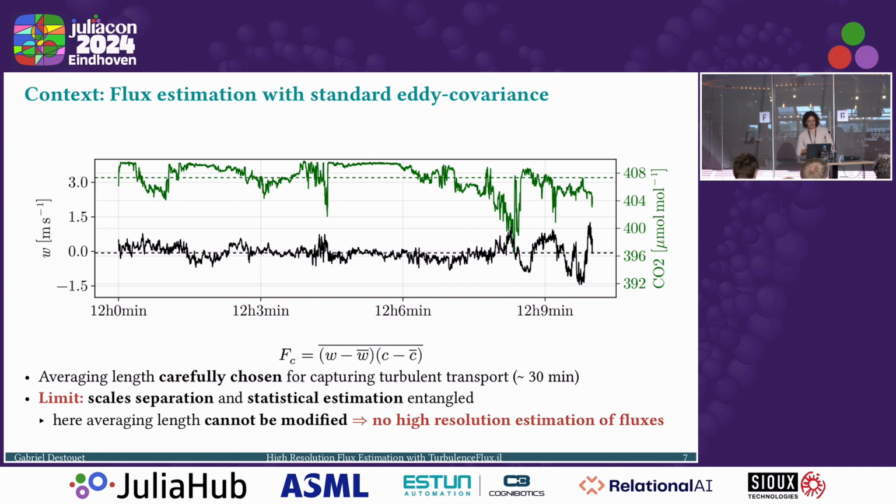This is a limit to the standard way to estimate fluxes, because by averaging, we do two things: the separation of scales and the statistical estimation. If we modify the averaging length, we have an impact on the way we separate the scales, and also an impact on the statistical estimation. And with this approach, we can't get high-resolution estimation of fluxes. Getting high-resolution estimation of fluxes is interesting if we want to get, for example, the dynamics of the ecosystem, for example, the conductance of a forest.